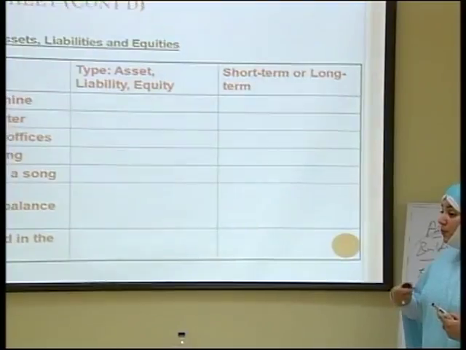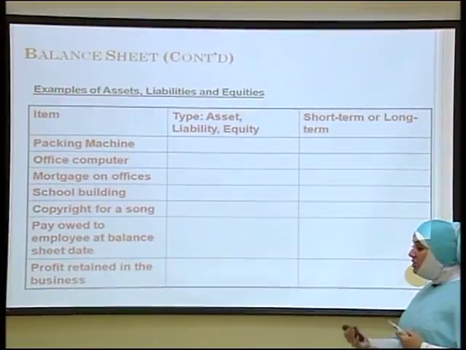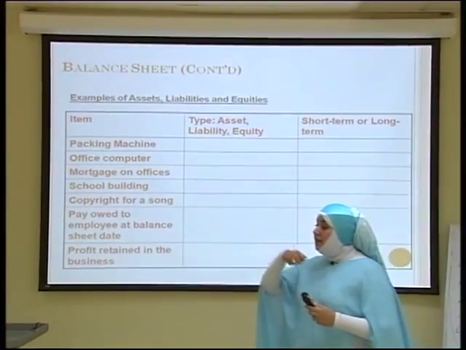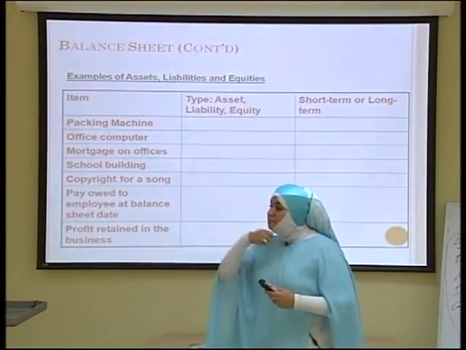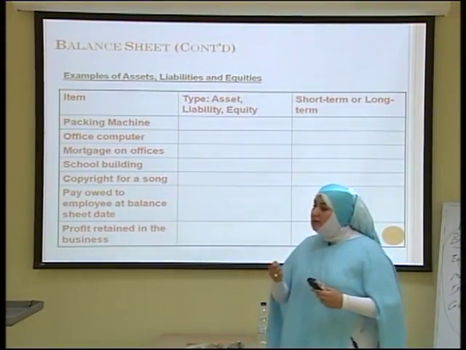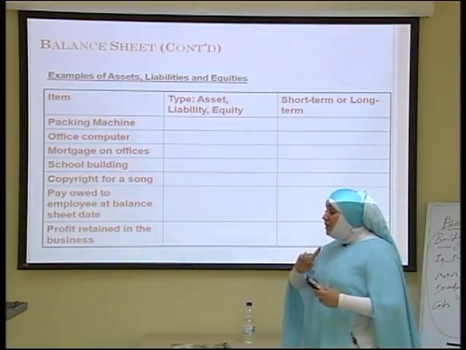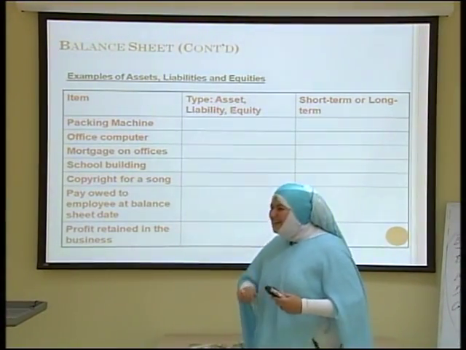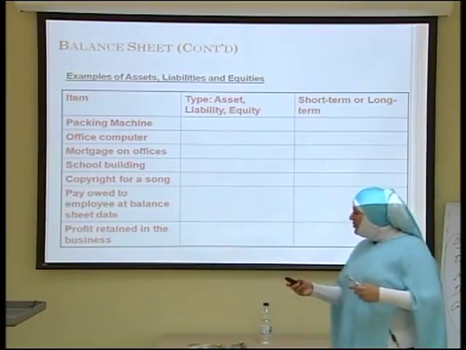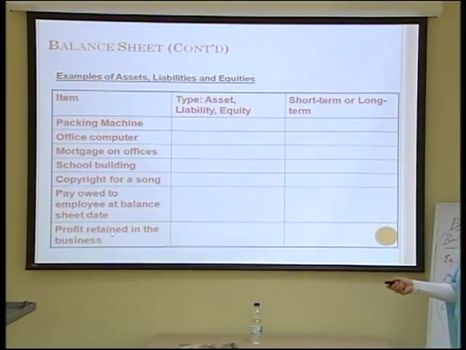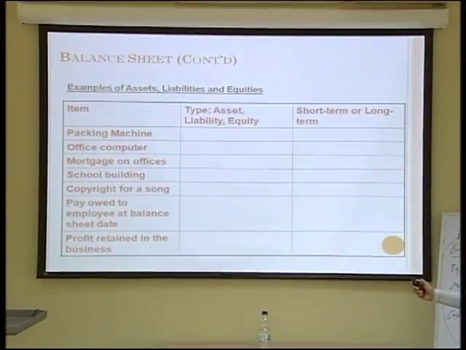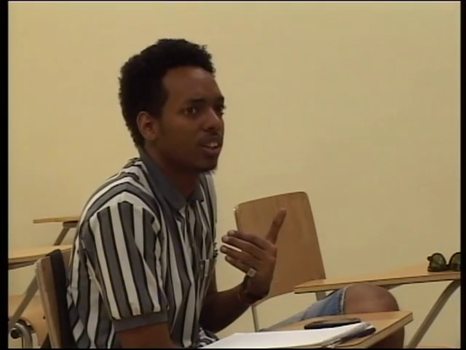Pay owed to employee at balance sheet date. Like the business did not pay the whole salaries yet. We have salaries payable. Liability. Excellent. Short term or long term? Do you think that employees will wait for more than 1 year to get their salaries? Less than 1 year. Excellent. It's a short term. Profit retained in the business. Equity. Excellent.